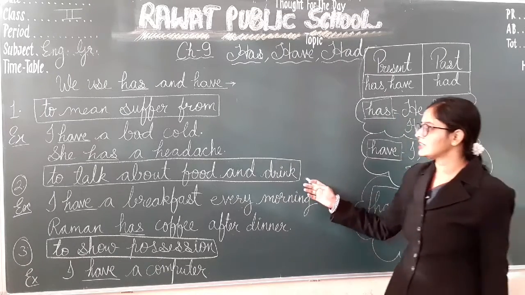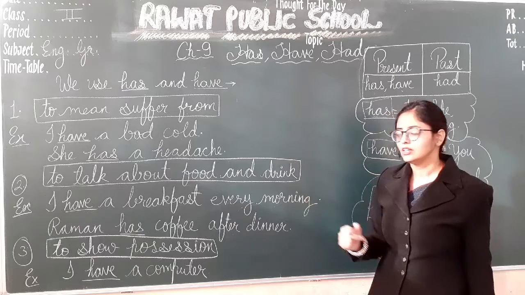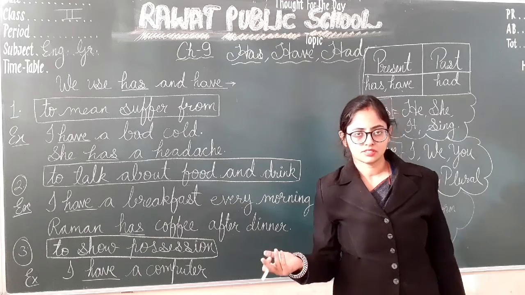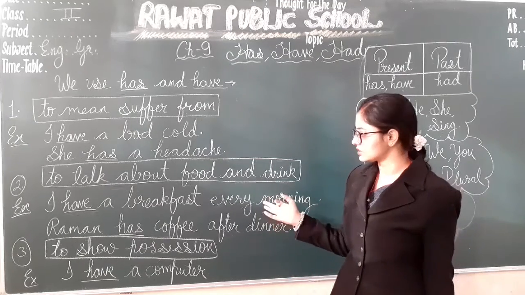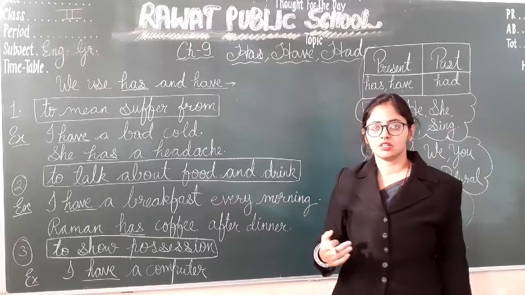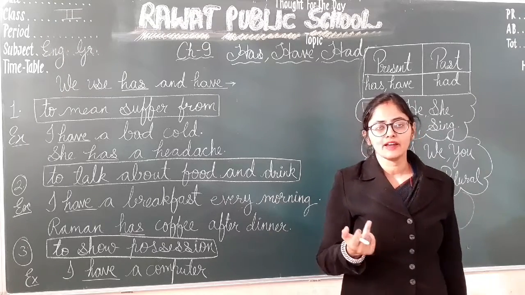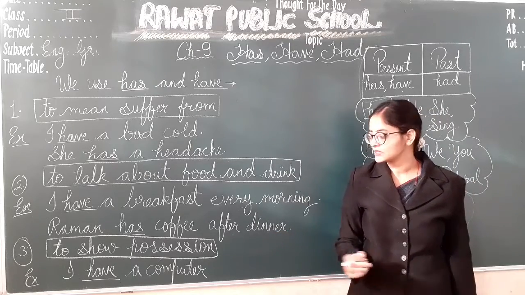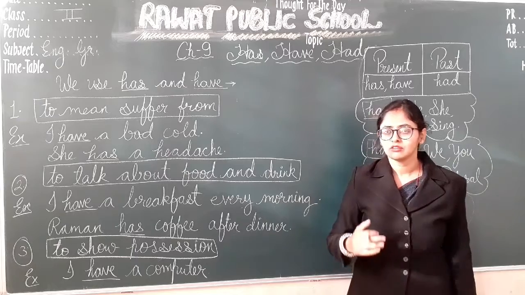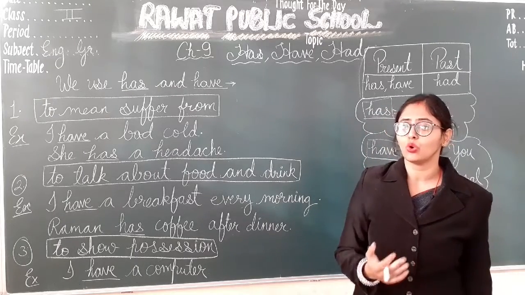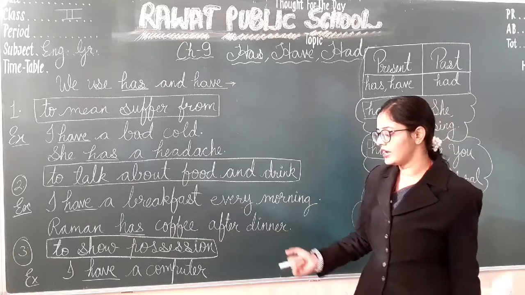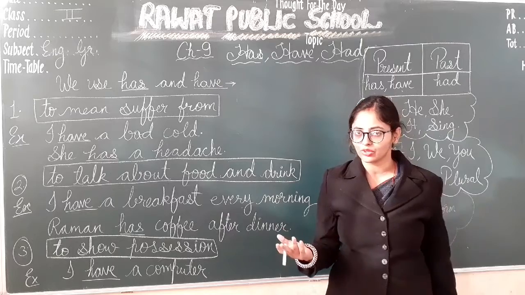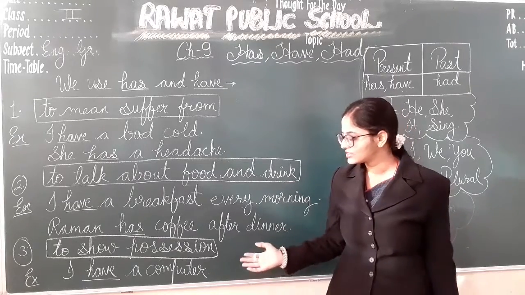Okay? Second is about food and drink. When you are talking about like this, I have my lunch. Okay, I have my lunch. She has her lunch. Eat की जगह आप क्या यूज कर सकते हैं? Has और had. And the third is to show the possession. To show possession means when you are telling about the things that you own, जो आपके अधिकार की है चीजें. I have a computer. She has a computer. I have a new story book. Like this. Okay, you can use have.